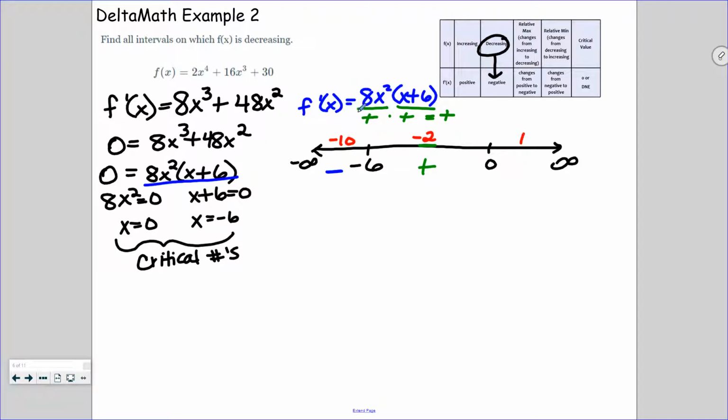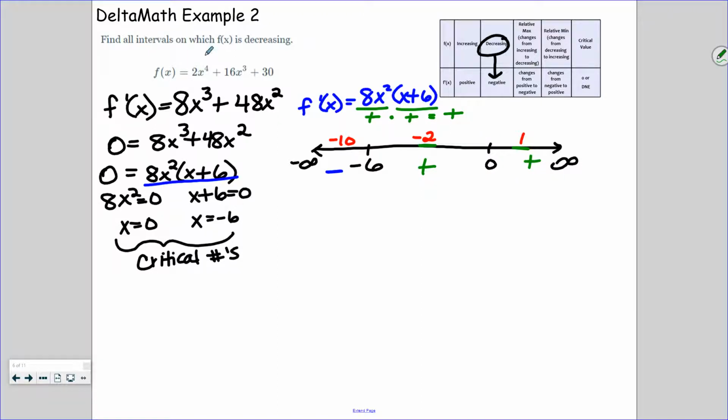Now let's try testing 1. I substitute in 1 right here. 8 times 1 squared is positive. And 1 here, 1 plus 6 is positive. And a positive times a positive gives me a positive number. So I have my sign chart. I know that f prime is negative from negative infinity to negative 6, and then positive everywhere else.